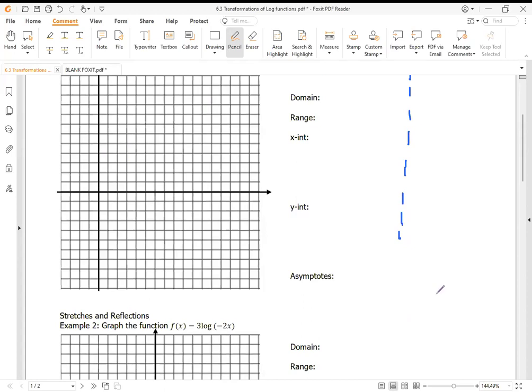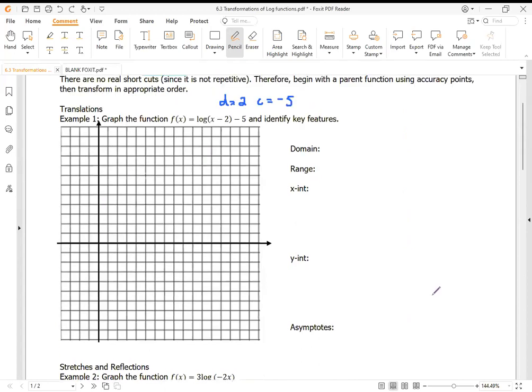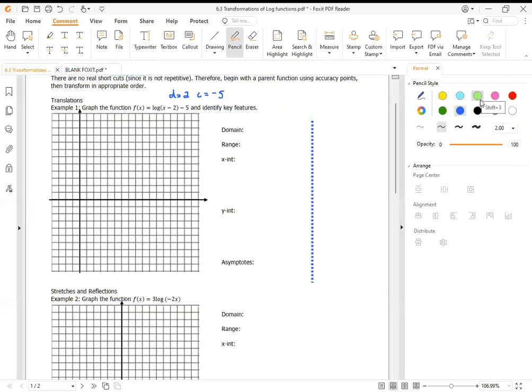This is not a very good line, but I do it using an actual tool here. Let's divvy this up. Okay. What is the parent function? I will use dark green.